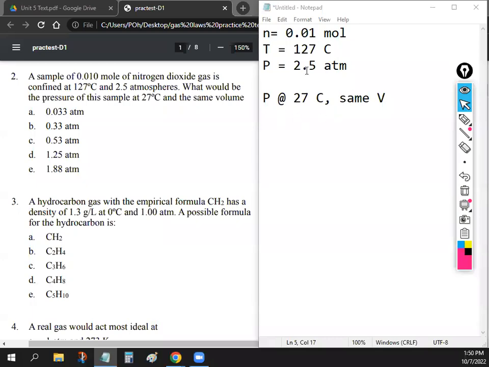Okay, so I wrote down the variables that we have. So we have 0.01 moles, 127 degrees Celsius, 2.5 ATM, and the question is asking the pressure at 27 degrees Celsius at the same volume, okay?